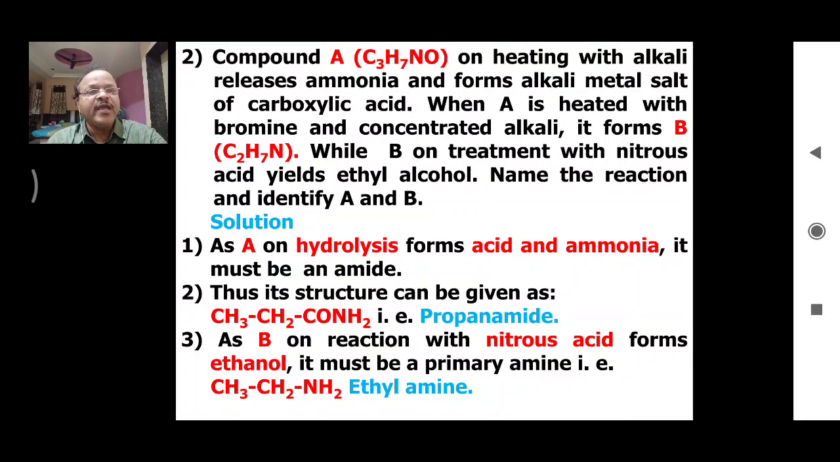Now B on treatment with nitrous acid, it yields ethyl alcohol. This is the additional information. Now let us see the solution of this problem. Initially we have to assign the structure for compound A. So compound A on hydrolysis forms acid and ammonia. This information is already given in this problem.